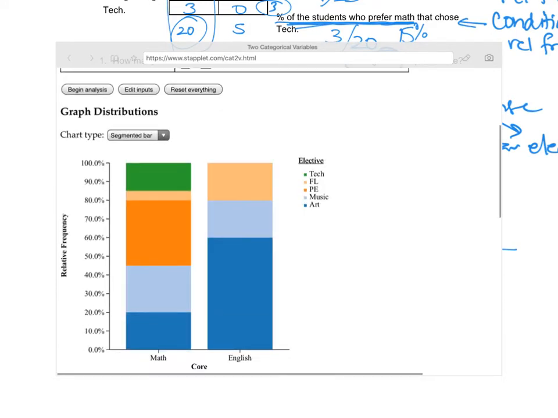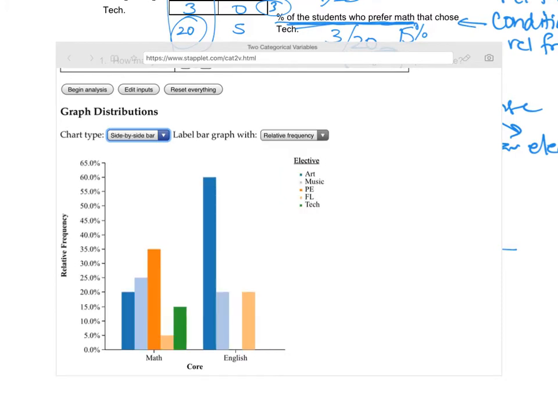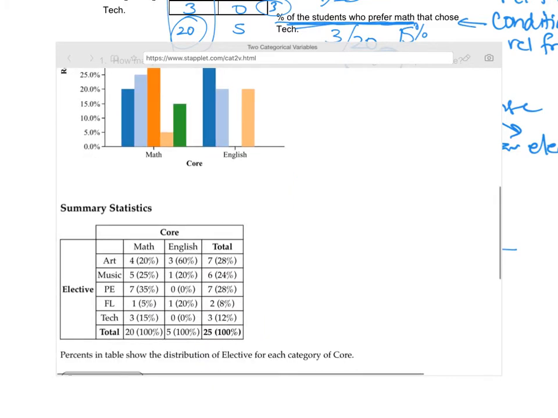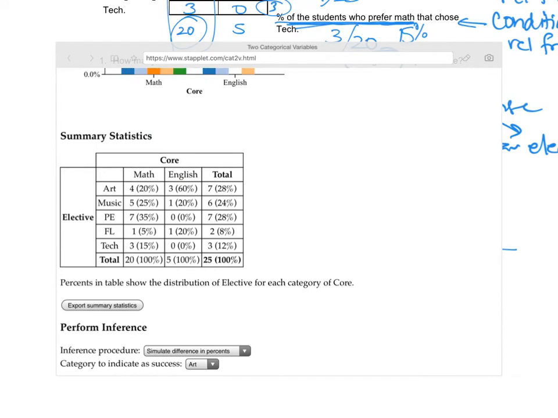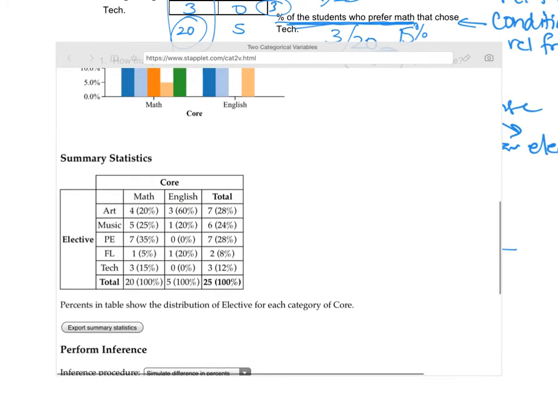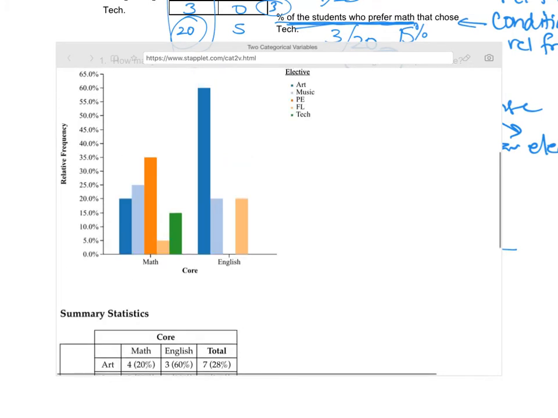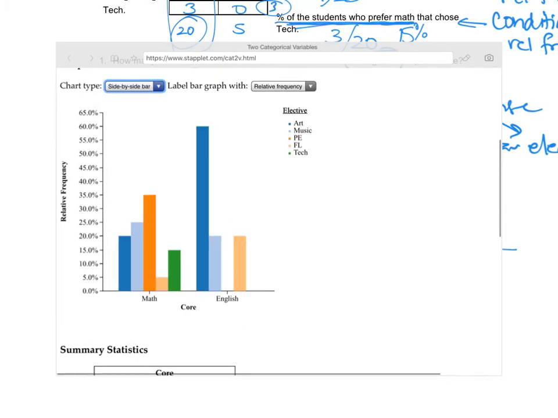Alrighty, so let's change the chart type to a side-by-side bar. So there's a side-by-side bar. Let's talk about what the side-by-side bar is doing here. Here are the summary statistics. They gave us a percentage of the relative frequencies, and so the bar graph shows relative frequencies. It even says it on the side here on the y-axis, relative frequency.